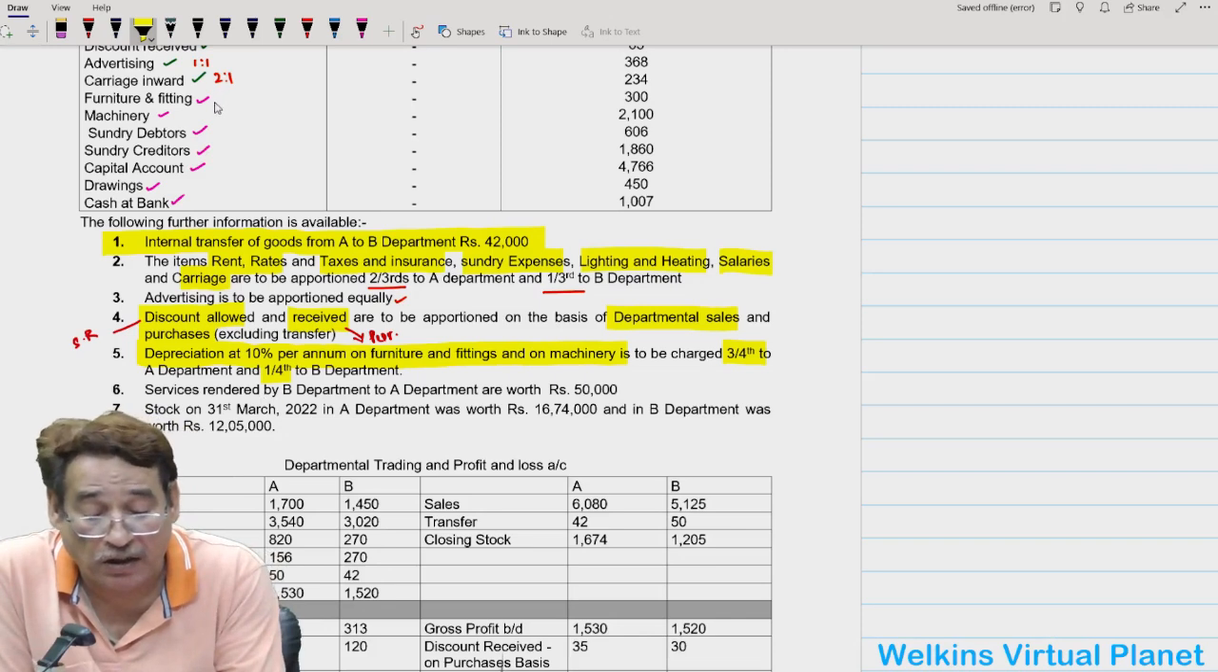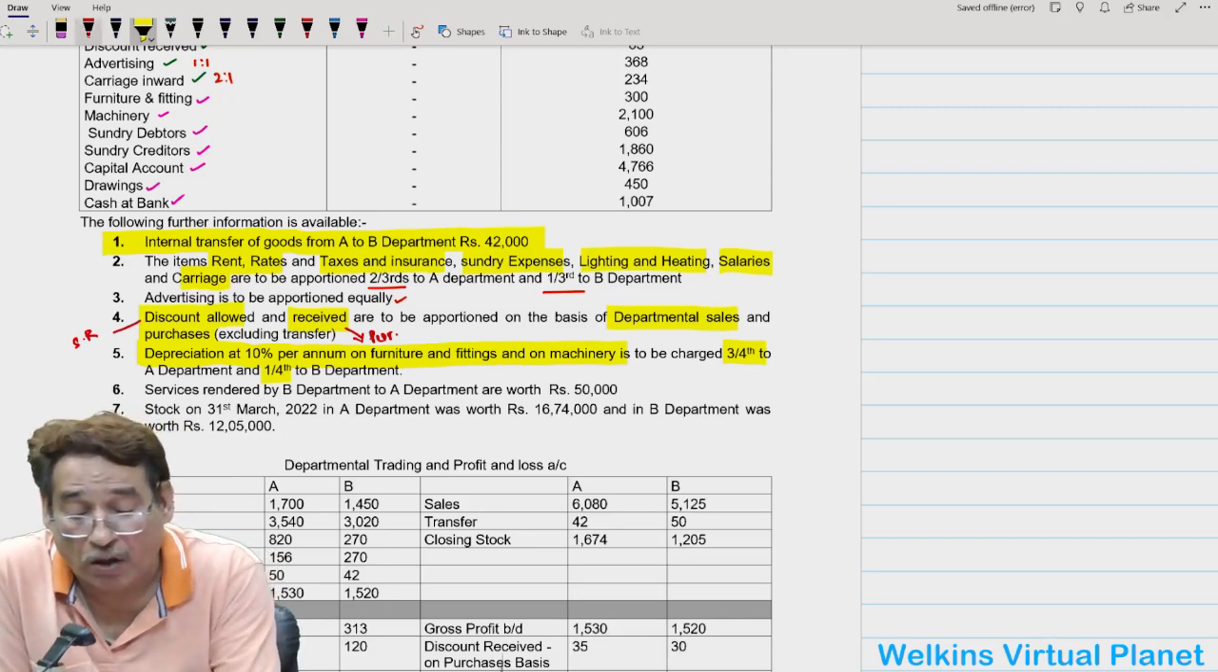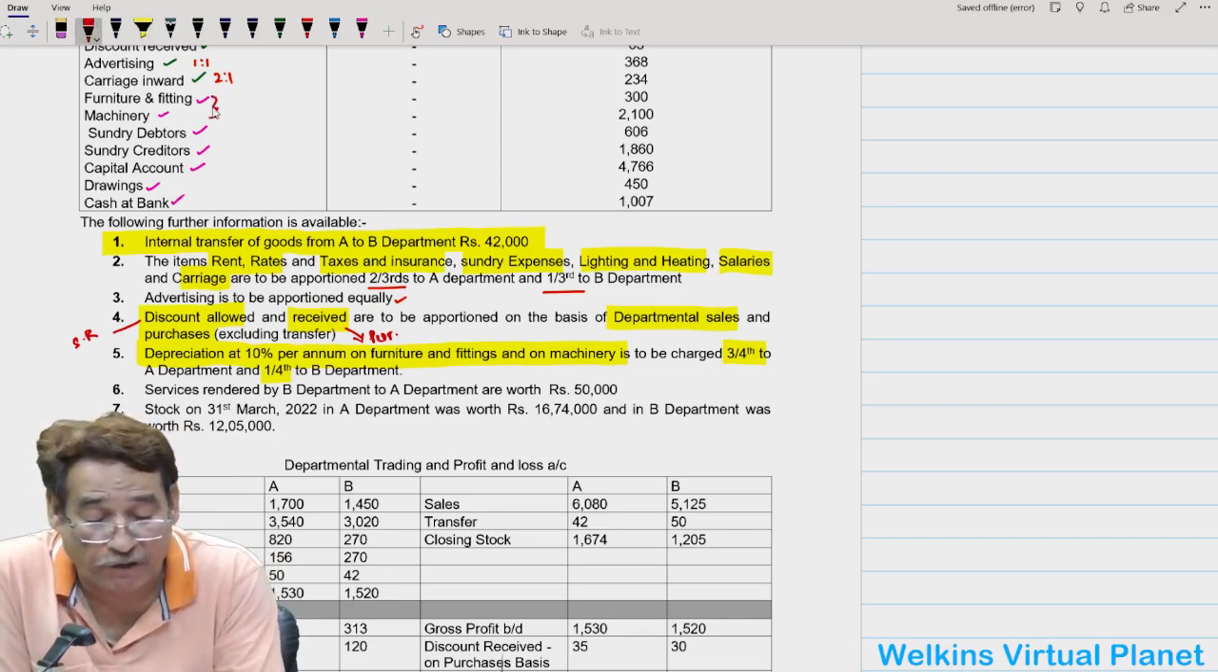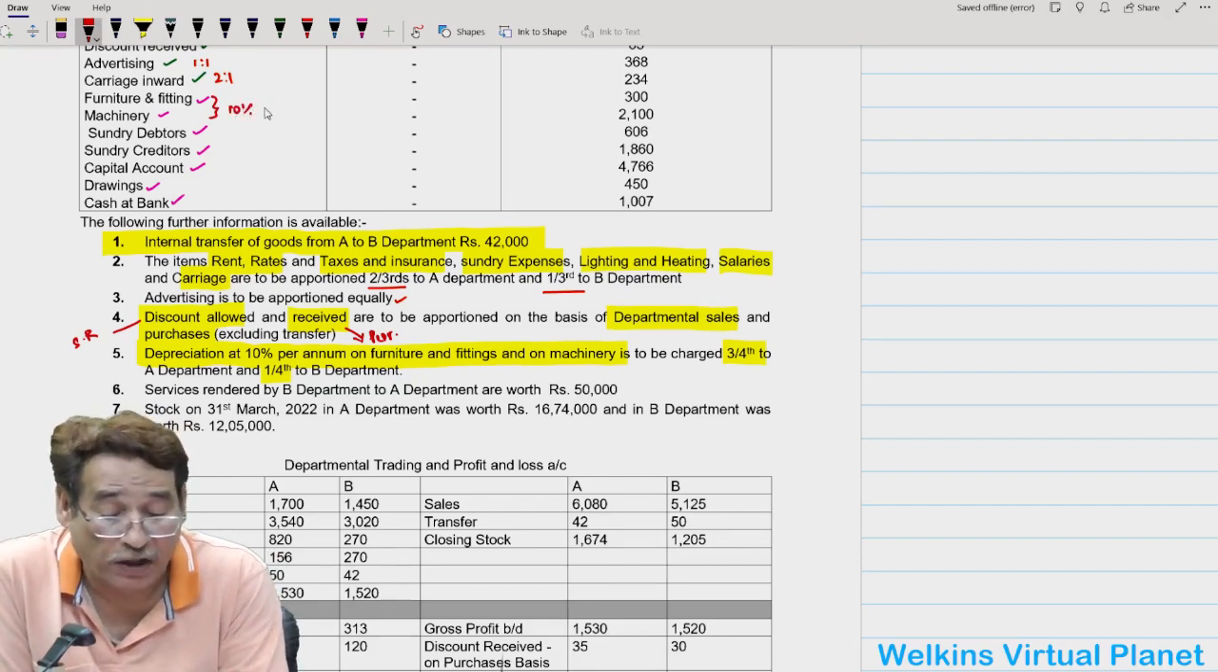That means on these two items, furniture and fittings, I will have to compute the 10% depreciation. Whatever depreciation there is will be divided between A and B in the ratio of 3/4 and 1/4.